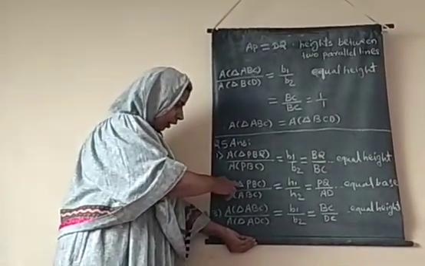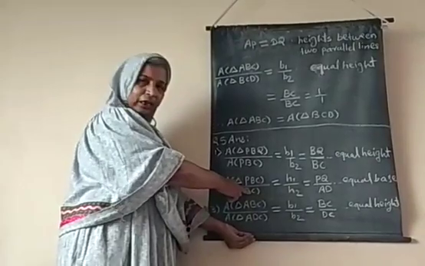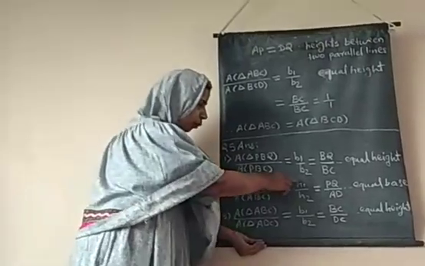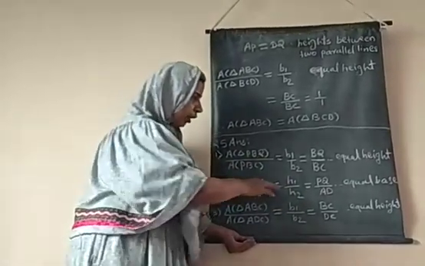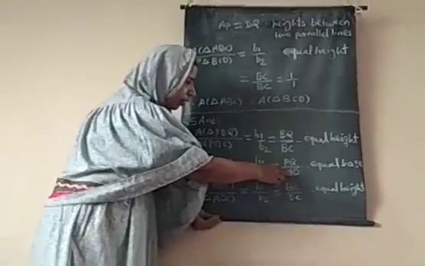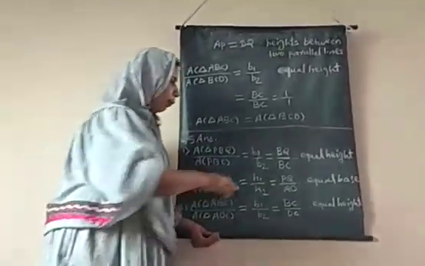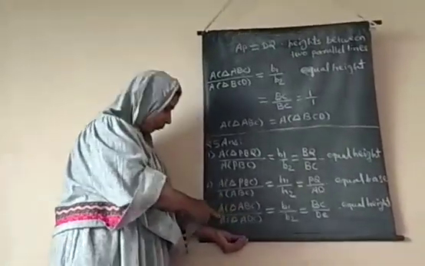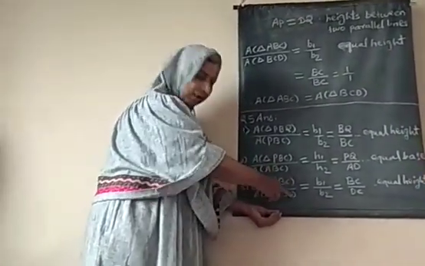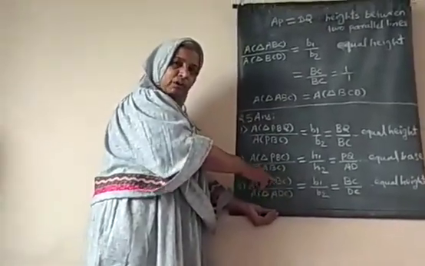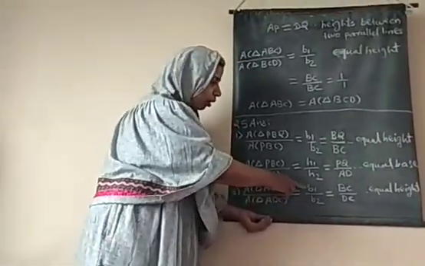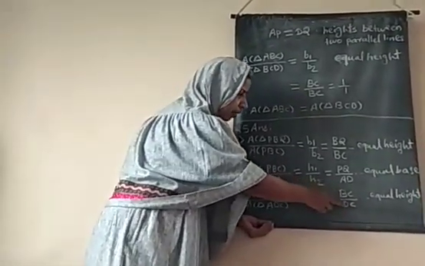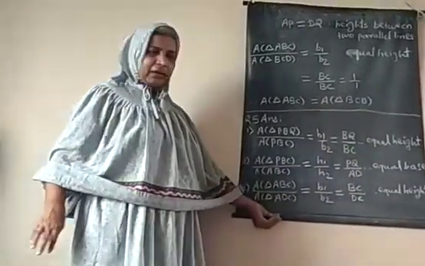Second question, area of triangle PBC upon area of triangle ABC. Again here in these two triangles our base is equal, so only the corresponding height ratios are there. H1 upon H2. H1 is PQ and H2 is AD. Therefore PQ upon AD, reason is equal base. Similarly in sub question 3, area of triangle ABC upon area of triangle ADC. Again here both the triangles have equal height, so only the base ratios are there. B1 upon B2 equals BC upon DC, reason is equal height.